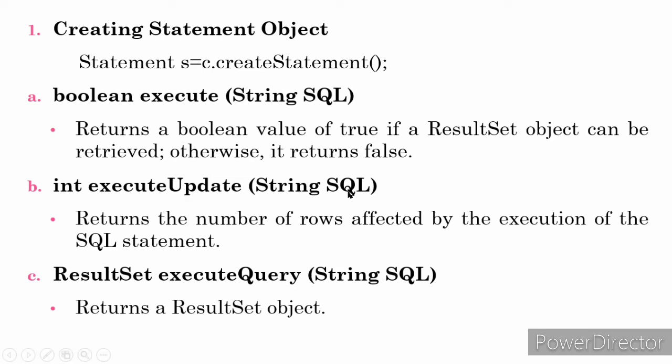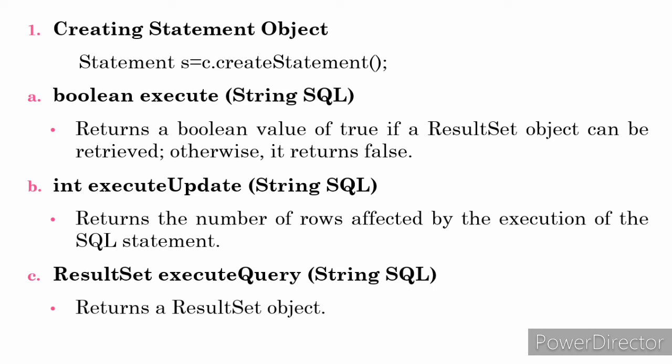It returns the number of rows affected by the execution of a SQL statement. Use this statement always when you expect the output to be a number of rows affected. If you are getting the number of rows affected, in those cases we will use the executeUpdate method. For example, inserting, updating, deleting statements. In all these cases we will use executeUpdate.